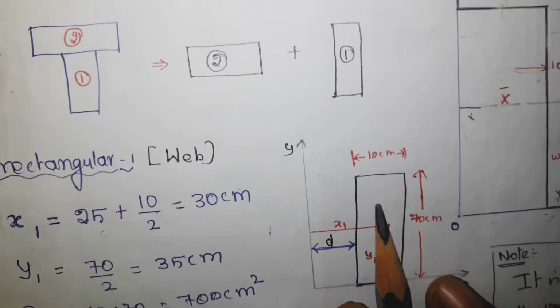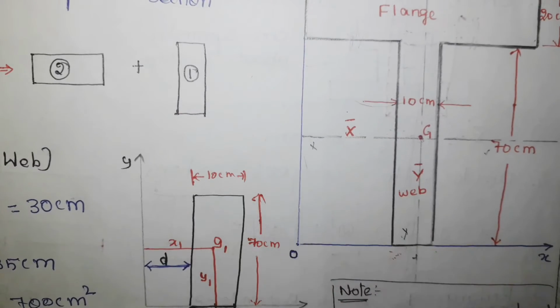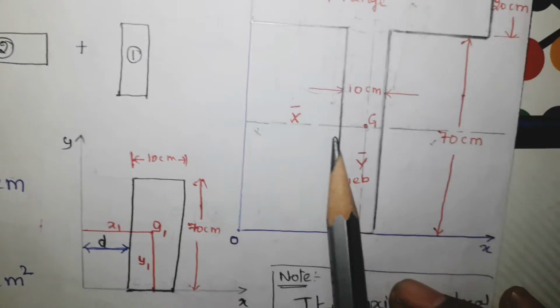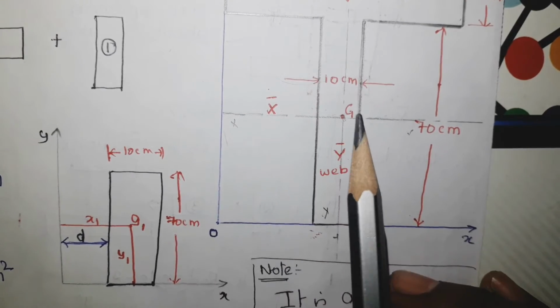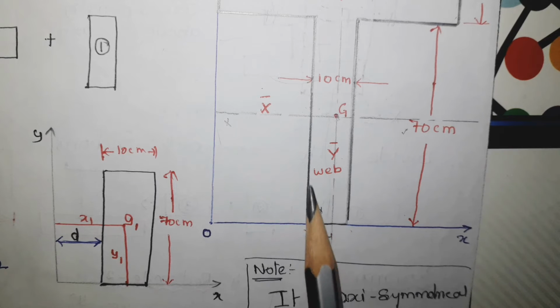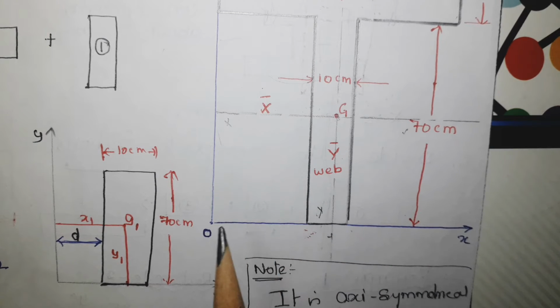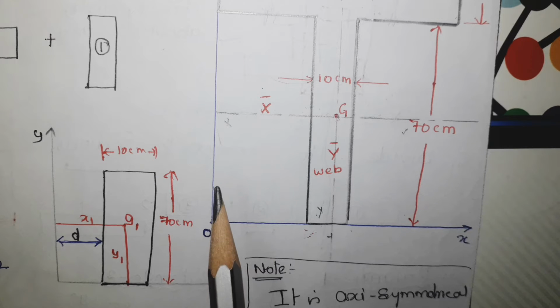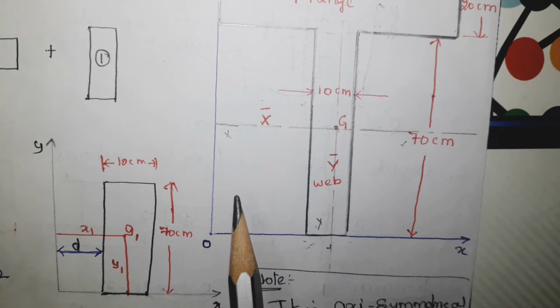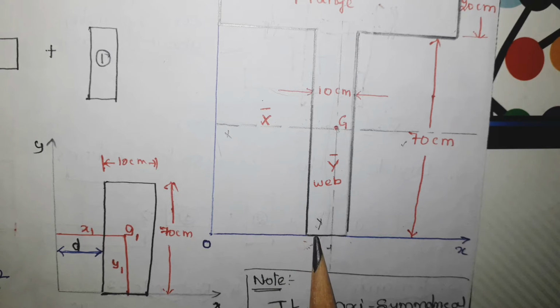Okay, let me take the first section, it is the web. So this is the first section. You see that this section has dimensions of 10 centimeter as well as 70 centimeter. Second thing, this rectangle is located at a distance from the y axis, far away from the y axis, but it is in contact with the x axis.